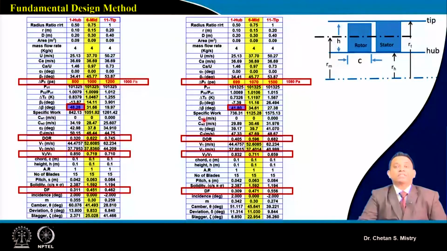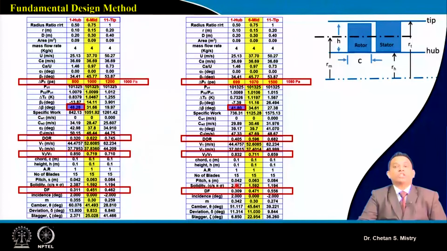So this is the flexibility we have by using this Excel sheet program. At the same time, we can see our degree of reaction has increased to 0.40, relative velocity has reduced slightly to 0.83, and diffusion factor is 0.309. As we have discussed, here we can do modification in terms of the number of blades also, since we are maintaining uniformity for all the three design approaches, so that we will have a one-to-one comparison.